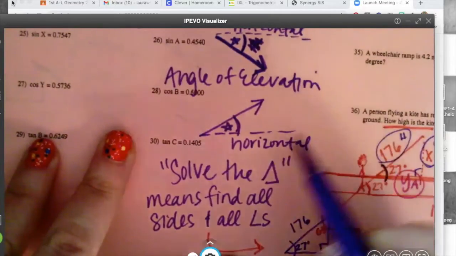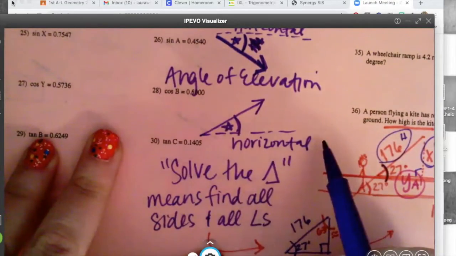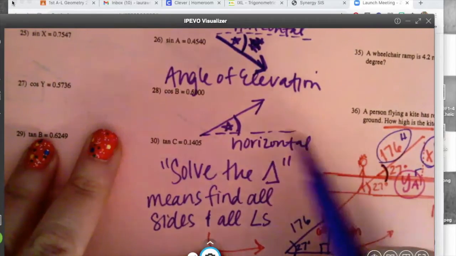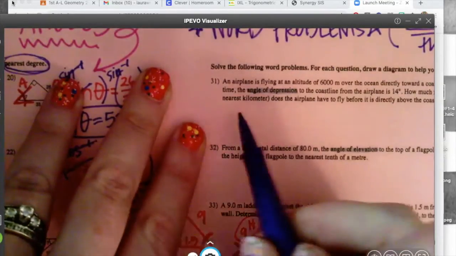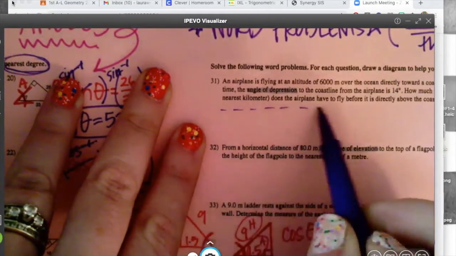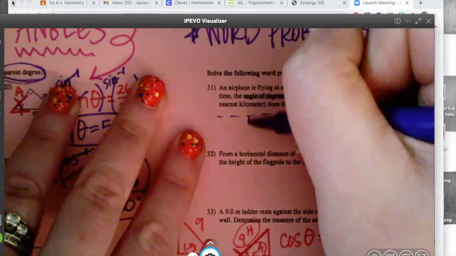So there is your angle of elevation. It's going to measure a horizontal line, plane, whatever, going up. And that's going to be how you draw these triangles. So on 31, we already kind of talked about the airplane is flying at an altitude of 600 meters. Now the altitude, that's going to be straight up and down.